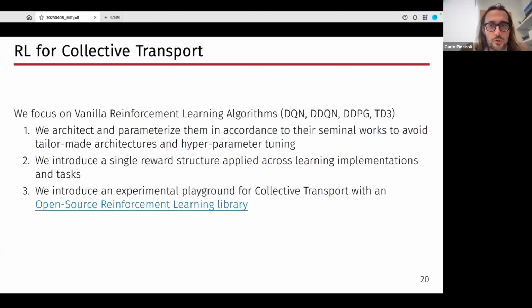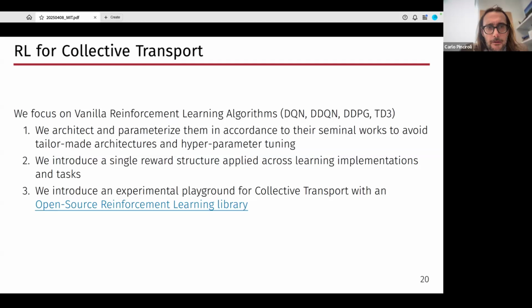Let me just set up the problem. The first thing we're going to do is not reinvent anything in reinforcement learning in terms of algorithms. We're going to take algorithms that have been studied really well, like DQN, DDQN, DDPG, and TD3. I won't go into details of how these work, but we use these algorithms because this way we can compare apples to apples. Plus, there are other works that do multi-agent reinforcement learning and collective transport using these algorithms as well, so we can compare directly to them.